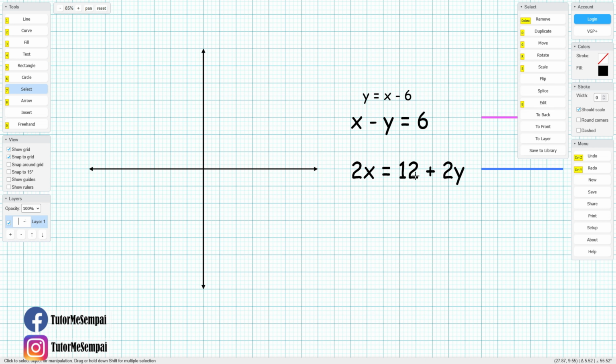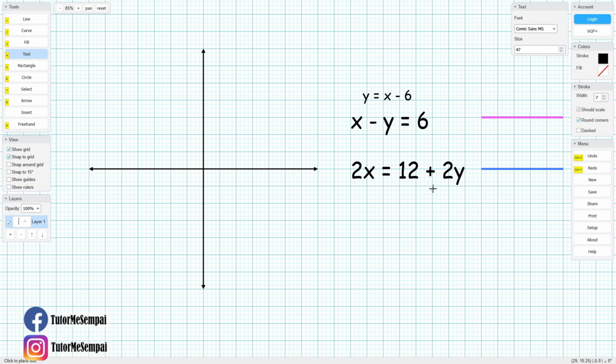And let's do the same thing for down here. So we want to, once again, try to get y by itself. So when you do that, you're going to get y equals 2x minus 12. However, all of this is going to be divided by 2. All of it is divided by 2. And of course you can simplify this. So when we simplify it, we'll have y equals x minus 6.